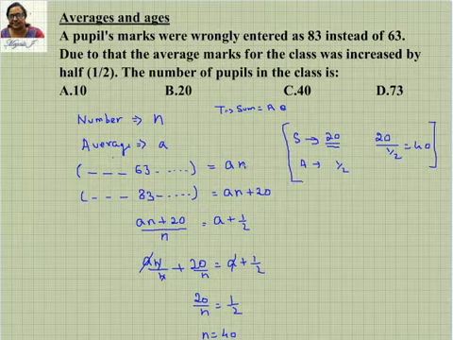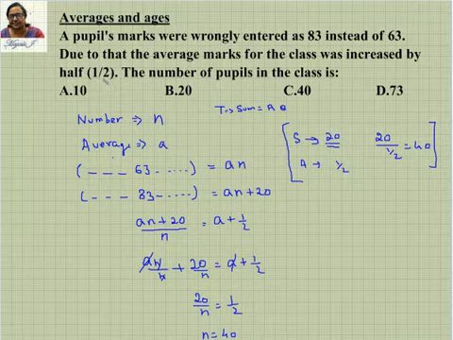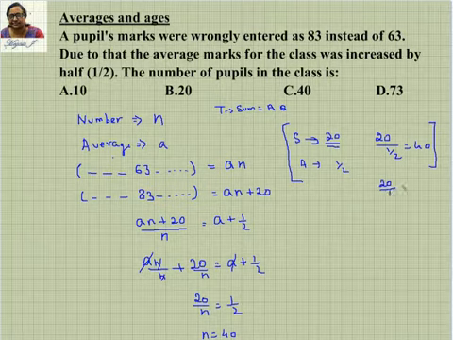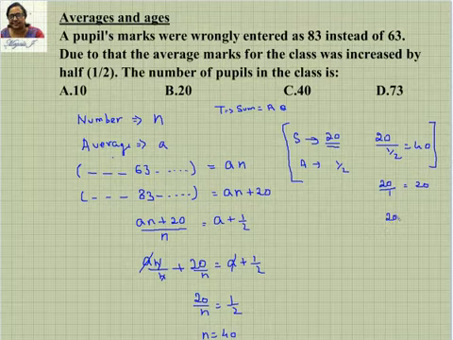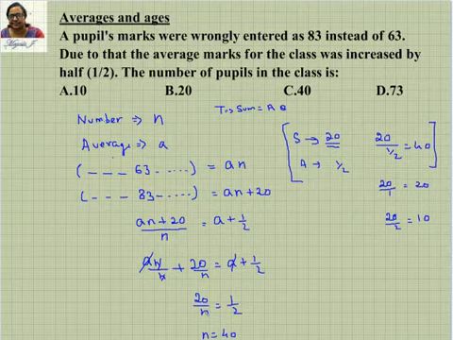So if I say that instead of half, it's increased by 1, then I can just say that the number of quantities is nothing but 20 by 1, which is nothing but 20. If it is increased by 2, then it's 20 by 2, so the number of quantities is 10. So this is a shortcut. You don't have to go for all this, but the logic should be very clear.